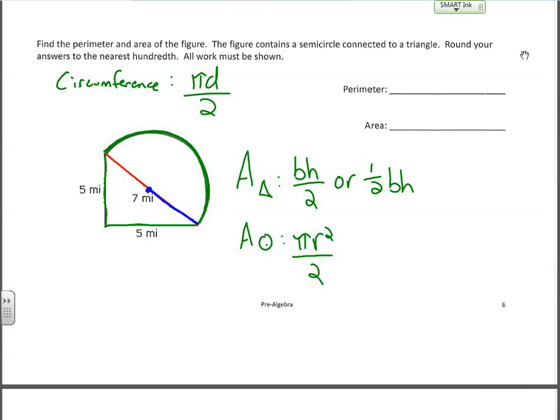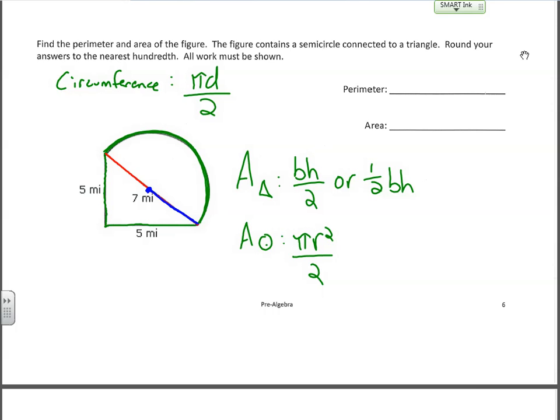Okay? It can get kind of confusing because sometimes that dividing by 2 is part of the formula, such as for a triangle. For the circle, we're only doing that because we only have half a circle. If we only wanted 1/4 of a circle, we would divide by 4. If we wanted 1/3 of a circle, we would divide by 3. So it's not part of the original formula. We're using it in context for the figure that we have here.